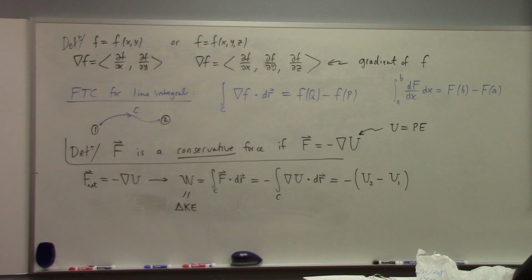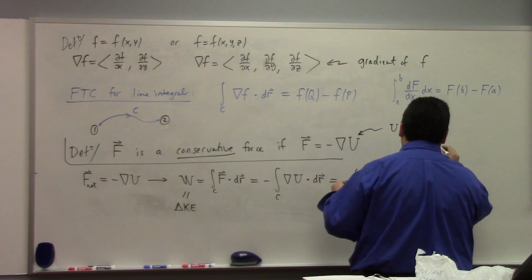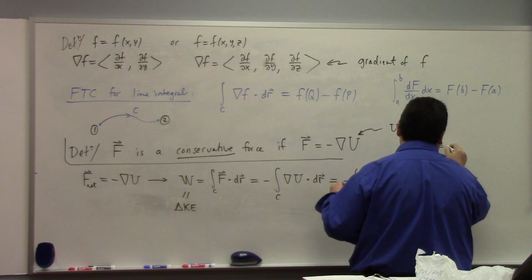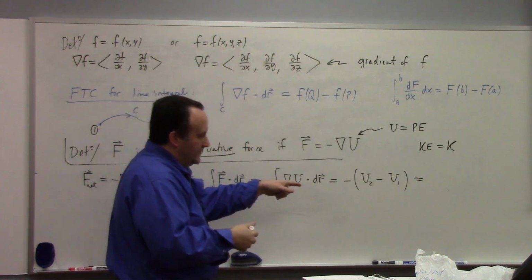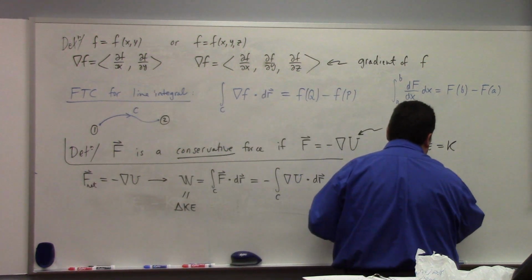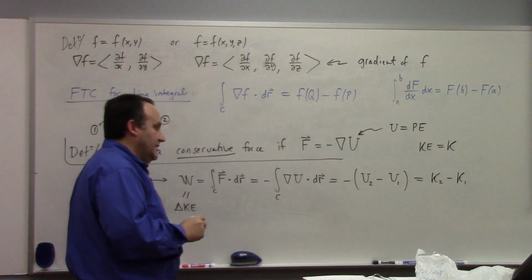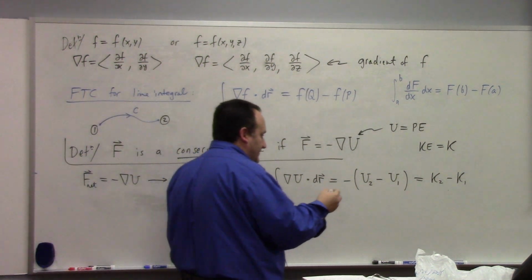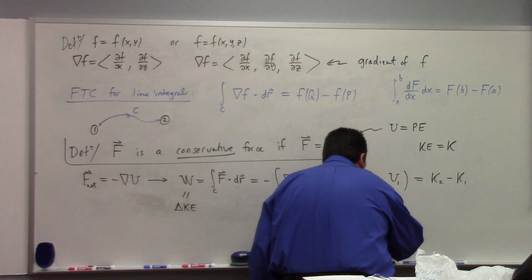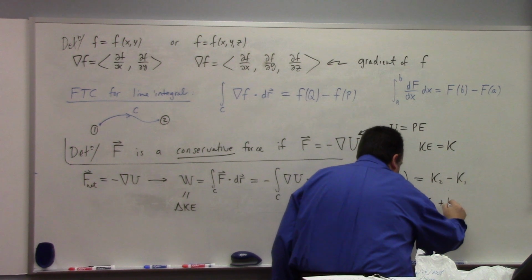And what are you looking at then? Well, I'm going to use kinetic energy equals k for the sake of shortening what I'm writing here. So that's equal to k2 minus k1. And so what has happened here is you can rearrange it so all the 1s are on one side, all the 2s are on the other side. And what you have then is k1 plus u1 equals k2 plus u2.